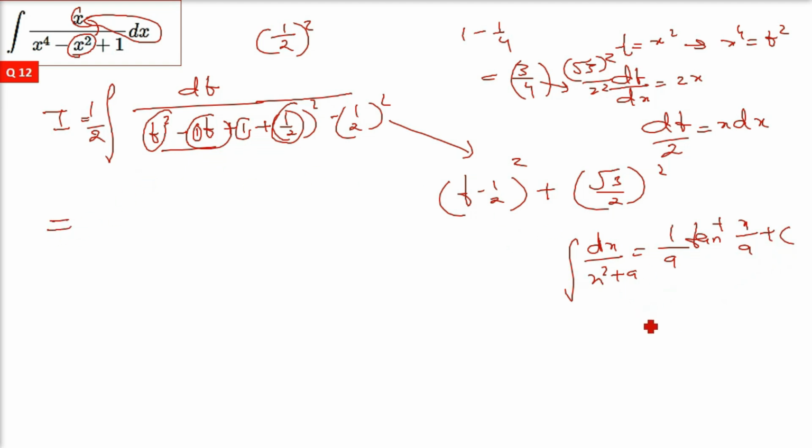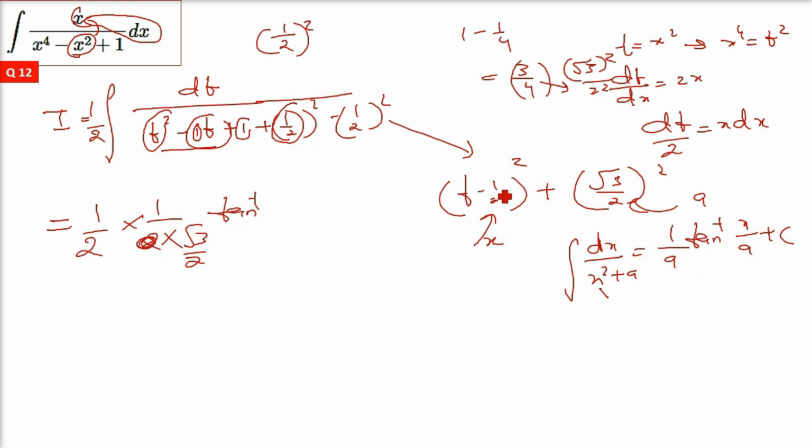So we will put x as t minus half and a as root 3 by 2, and we'll use directly the 1 by a tan inverse x by a formula. Half was already there if you remember. 1 by a, what is a? Root 3 by 2. It will not be twice, I'll just cancel it out. It's not 1 by 2a, it's 1 by a tan inverse x by a. So I'm just cancelling it out.